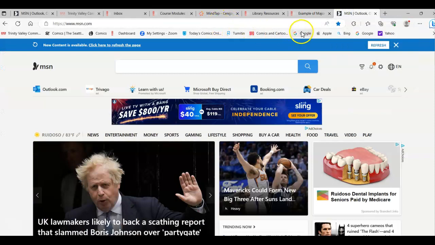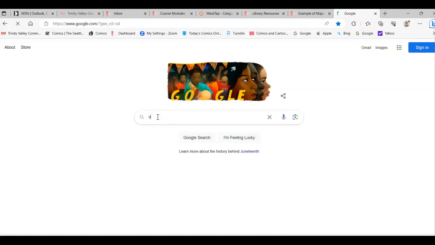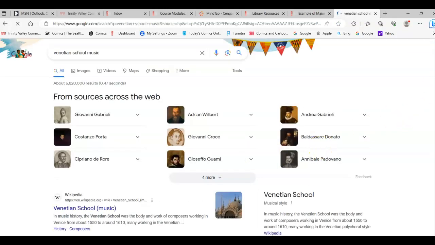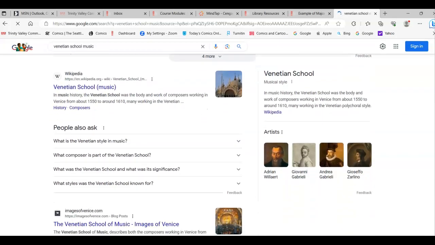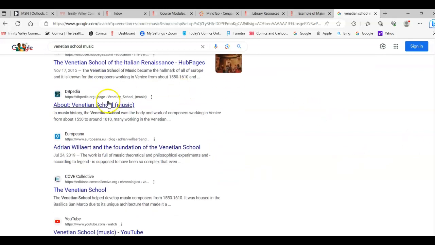Let me go to Google. I'm just going to put in Venetian School. See, I've done this before. And there you'll see that it talks about Gabriele. Of course, the first one that comes up is Wikipedia. Again, do not use that one. But here you have the images of Venice. And they have some interesting comments there. You have this one, which is a good site to use. And same thing about this one.